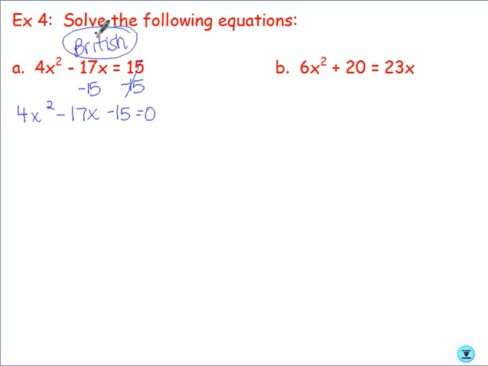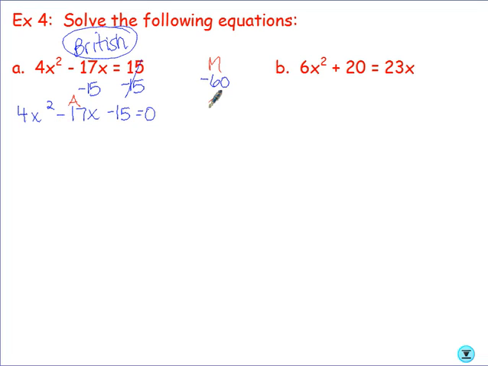So let's review the British method. Ignore the 0. Start by multiplying 4 and -15, and we get -60. We are looking for two numbers that multiply to give us -60 and add to give us -17. Well, because this is a negative, we have one positive, one negative. Because this is a negative, the bigger one is negative.